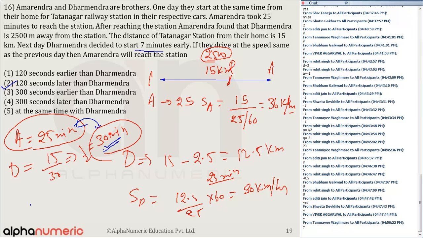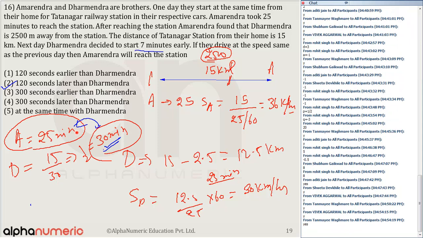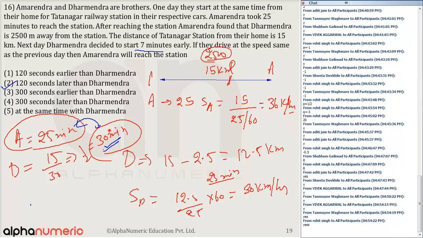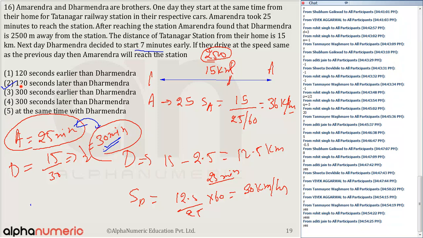Is that clear to all of you? धर्मेंद्र को 30 मिनट लगते हैं, एक दिन उसने 7 मिनट पहले स्टार्ट किया, तो अमरेंद्र में 25 + 7 = 32 हो गया, and 32 - 30 is equal to 120 seconds. So can I move ahead to the next question? Please tell me.